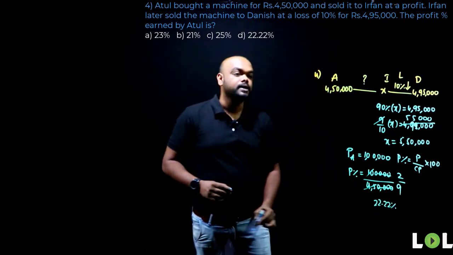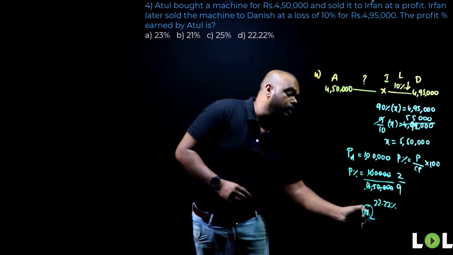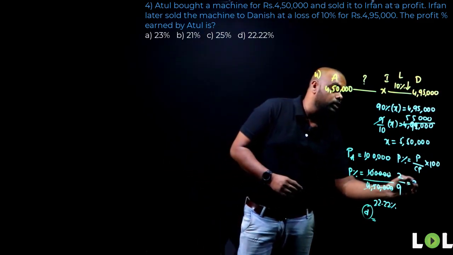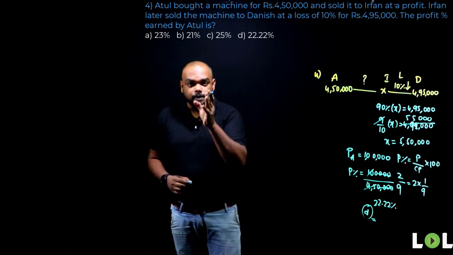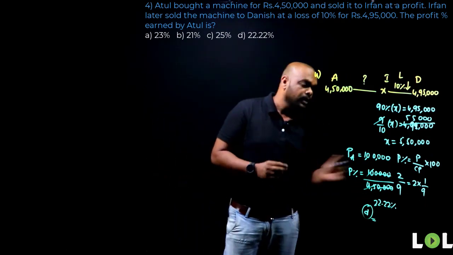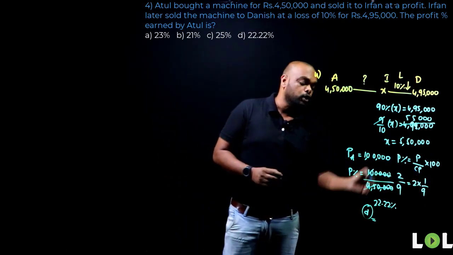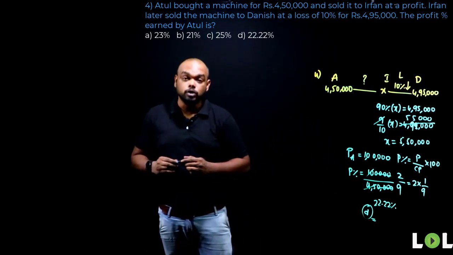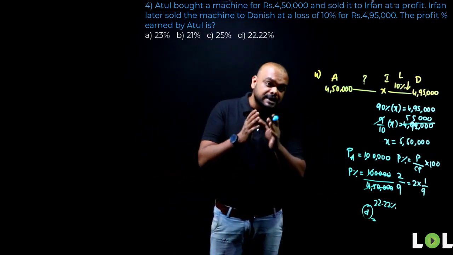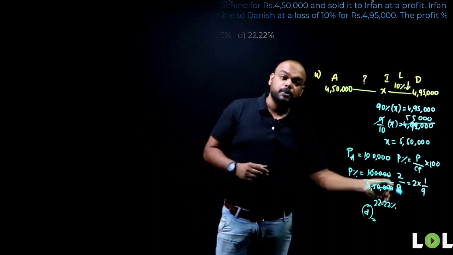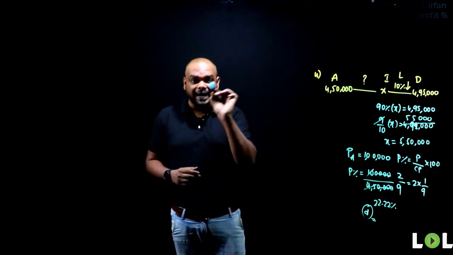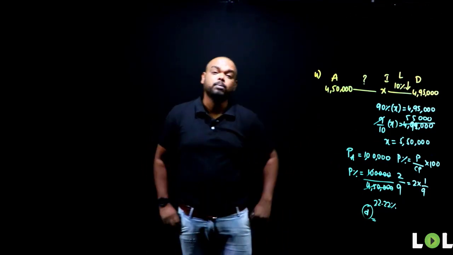Do we have the option? Yes, option number D. How do you directly write it? This is 2 into 1 by 9. If you know that 1 by 9 is 11.11% profit, directly 11.11 into 2 will make it 22.22%. See, that's why in percentages and profit and loss, I mentioned every time that fraction percentage relationship will save you 5 to 10 seconds of time in every problem.